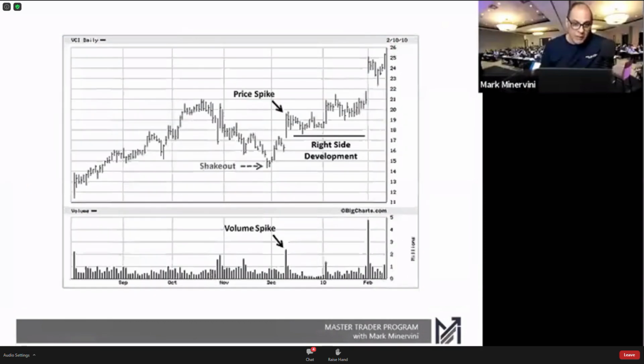Let's look at VCI. So again, talking about right side development, Dave was talking about some symmetry. You see how it comes right here and you get a nice price spike and there's a big volume spike here.